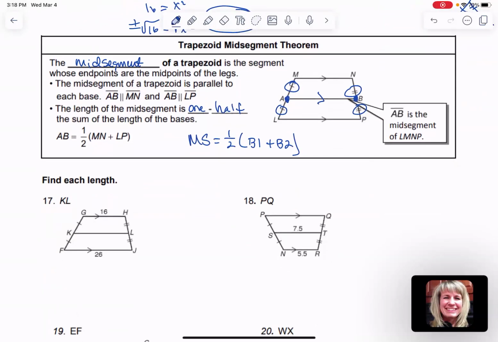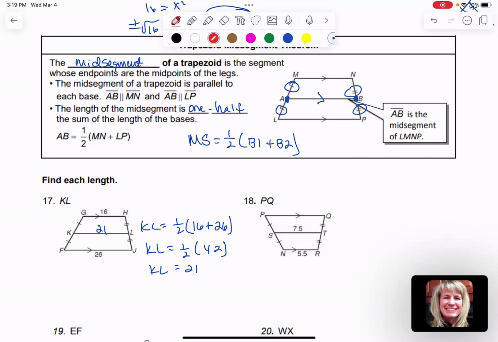So here, if I'm finding KL, I know the mid-segment, which I guess I should call KL. KL is going to be half of the two bases, 16 and 26 added together. And so that gives me 42. So that makes that 21. So this is 21. Another thing I want to show you is that if you think about the one side being 16 and the mid-segment being 21, that's a difference of 5. It should be a difference of 5 going from 21 to the other base as well.